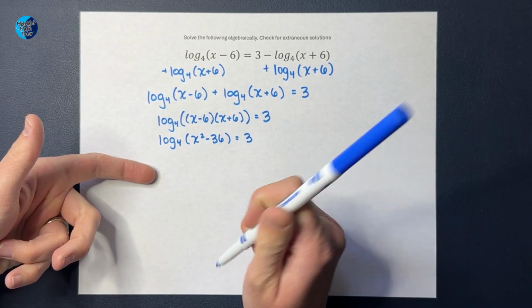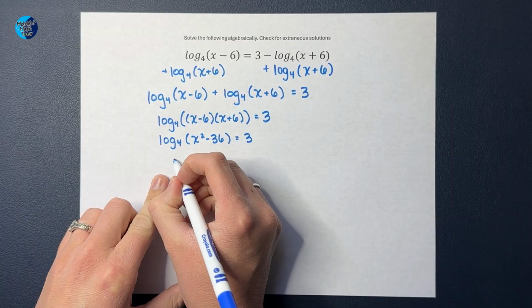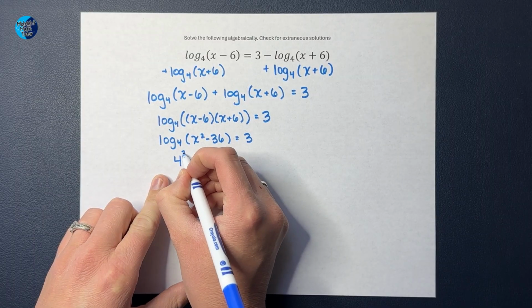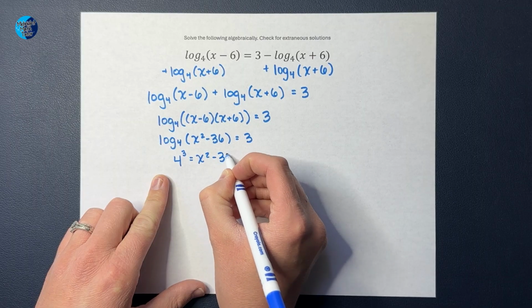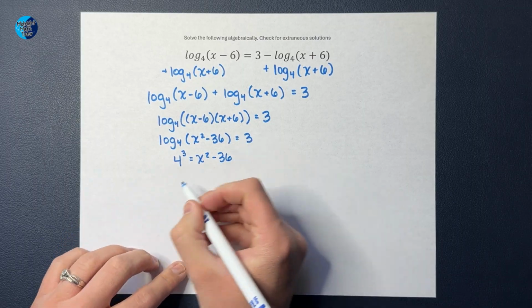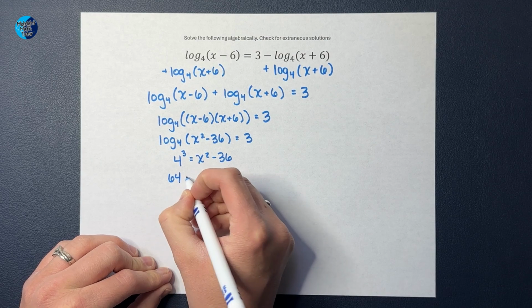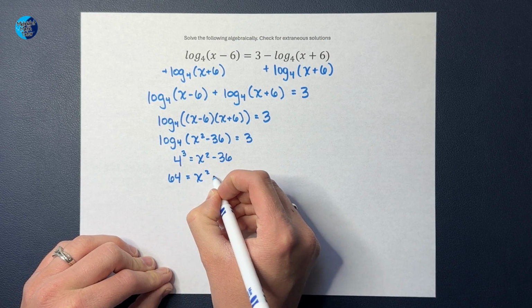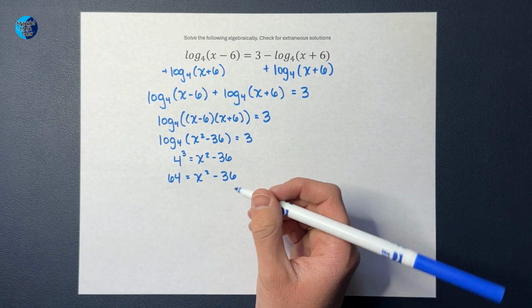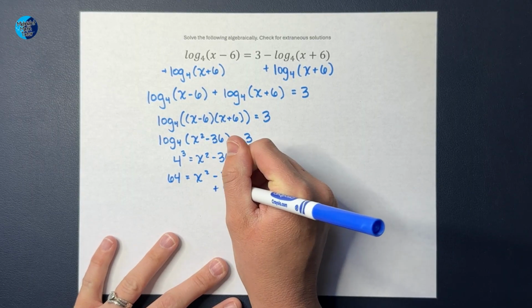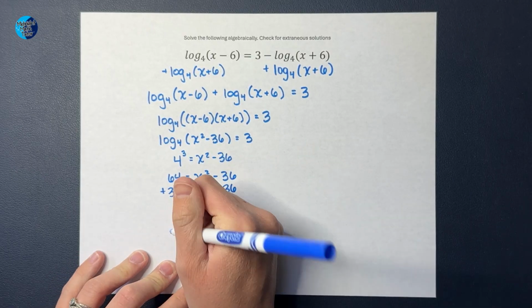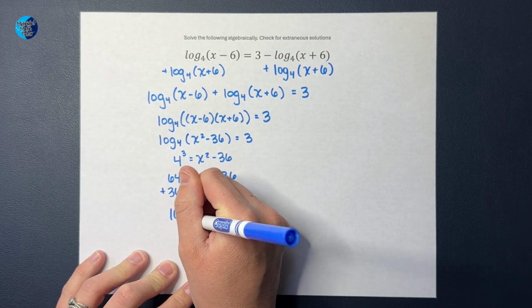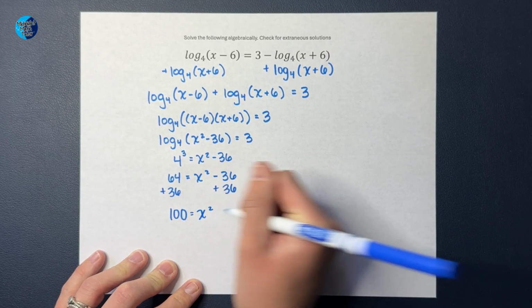Now we are going to go ahead and convert this to exponential form. If you need a review on this, I'll link a video in the corner. But I'm going to have 4 to the power of 3 equals x squared minus 36. Now 4 to the third power is 64, so 64 equals x squared minus 36. Now I'm just solving for x. So I'm going to go ahead and add 36 to both sides, and I end up with 100 equals x squared.